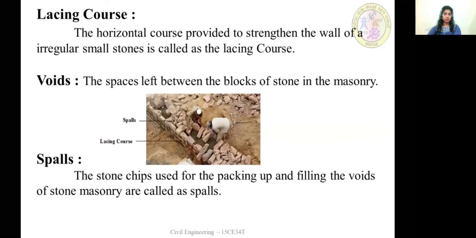Next, we'll see lacing course. The horizontal course provided to strengthen a wall of irregular small stones is called lacing course. Example, see in this picture, it is clear.